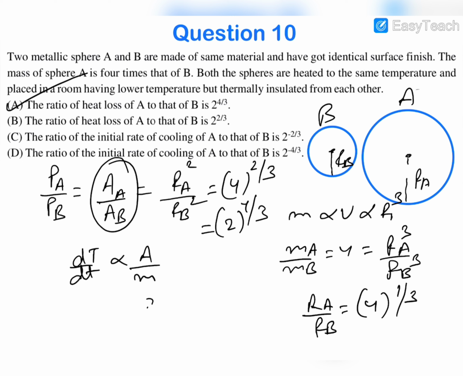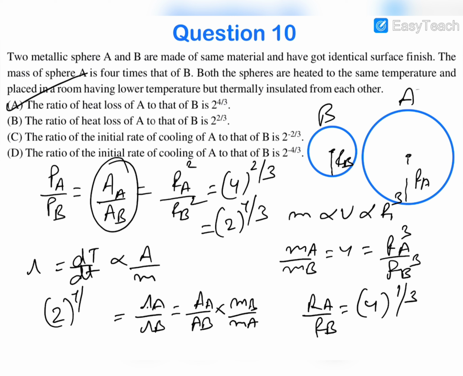So the ratio of rate of cooling, let's suppose this is R, so RA by RB will be AA by AB upon MA by MB, which is AA by AB times MB by MA. AA by AB is equal to 2 to the power 4 by 3, and MB by MA is 1 by 4.